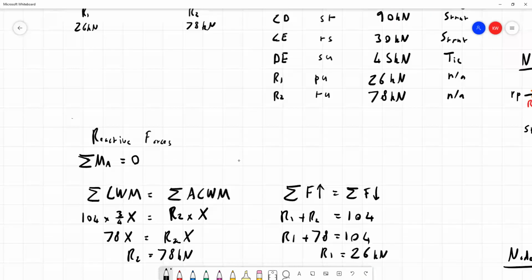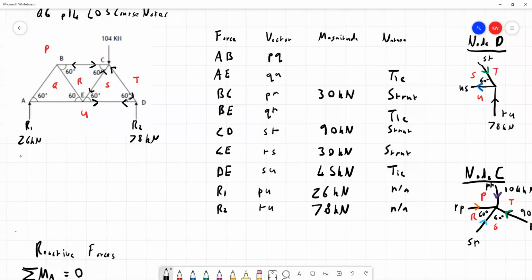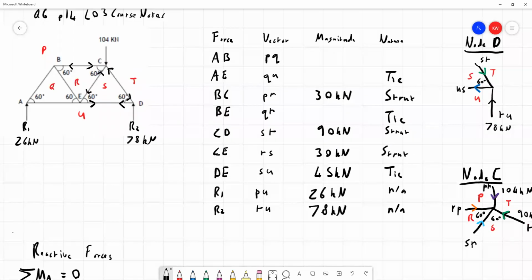But suppose knowing what the answers are, my measurements are a bit closer than they actually are. So I can mark these in. The AE is 15 kilonewtons and the BE is 30 kilonewtons.